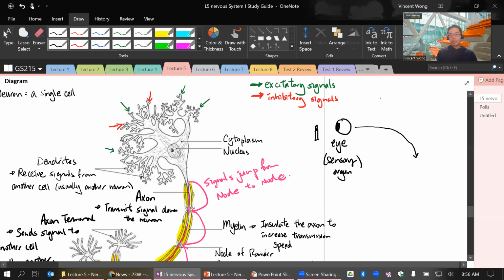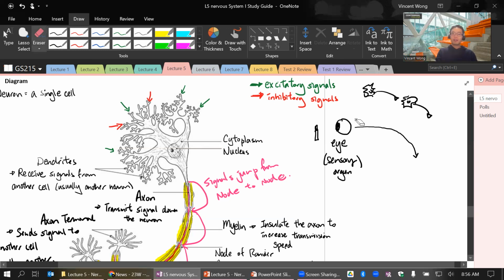So if I zoom in, I might have one neuron here, and then there will be another neuron here, right? And then the signal would go from this neuron number 1, all the way to the axon terminal, and then pass to the dendrite of neuron number 2. And then the axon terminal of number 2 will pass it to the dendrite of number 3 and number 4, and so on and so forth, right?